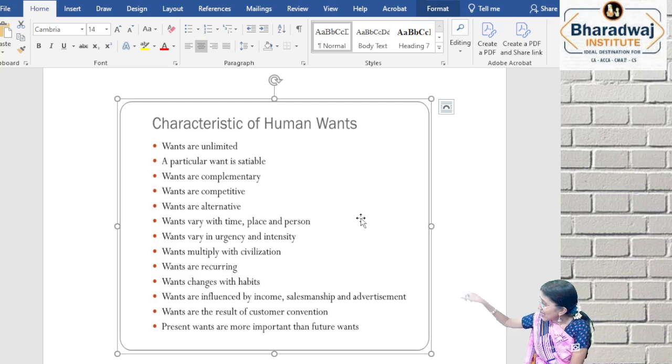Now, they may change or make one characteristic incorrect. You must be able to read. You must be able to identify. For example, they will say that present wants are less important than future wants.